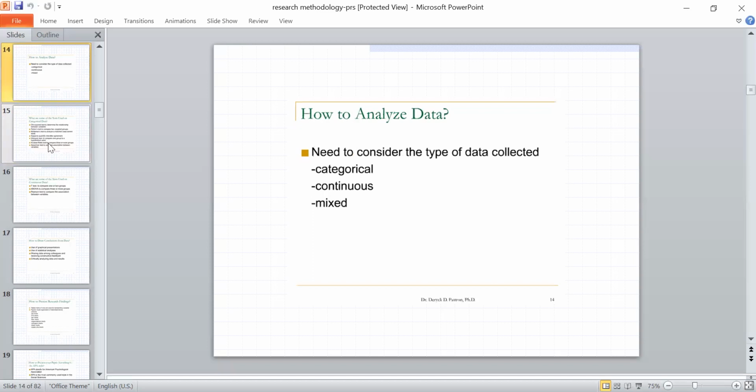Analysis of data: you need to consider the type of data collected. Continuous or category-wise you can go, or continuous, mixed also. Even some people take 100 to 1000 samples. So it is based on your time limit, time span, some boundaries. By following the timeline, we have to complete our task.